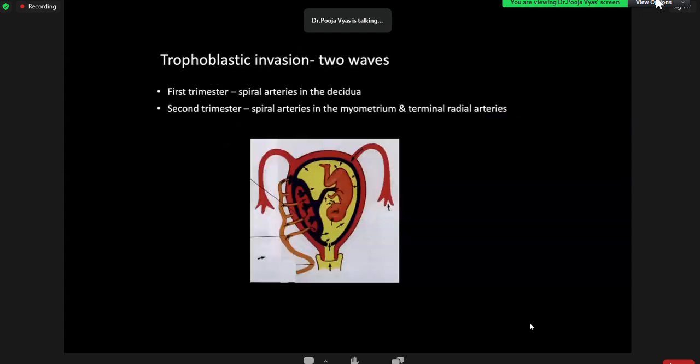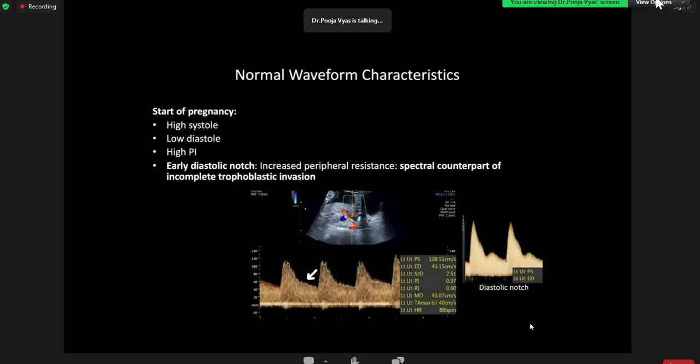Now, trophoblastic invasion occurs in two waves. In the first trimester, spiral artery starts invading in the decidua, whereas in the second trimester, spiral arteries start invading in the myometrium and the terminal radial arteries. Now, a normal waveform in the first trimester will have a high systole, low diastole, and a high PI. So, a PI till about 2.3 is normal in the first trimester.